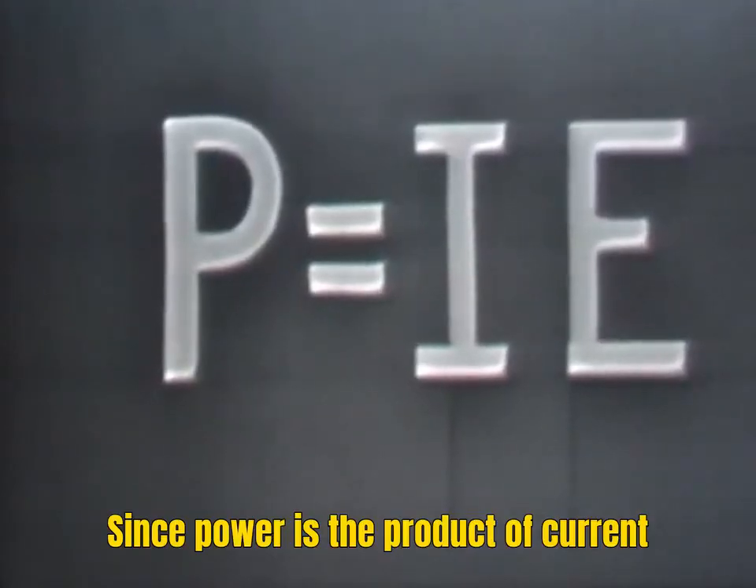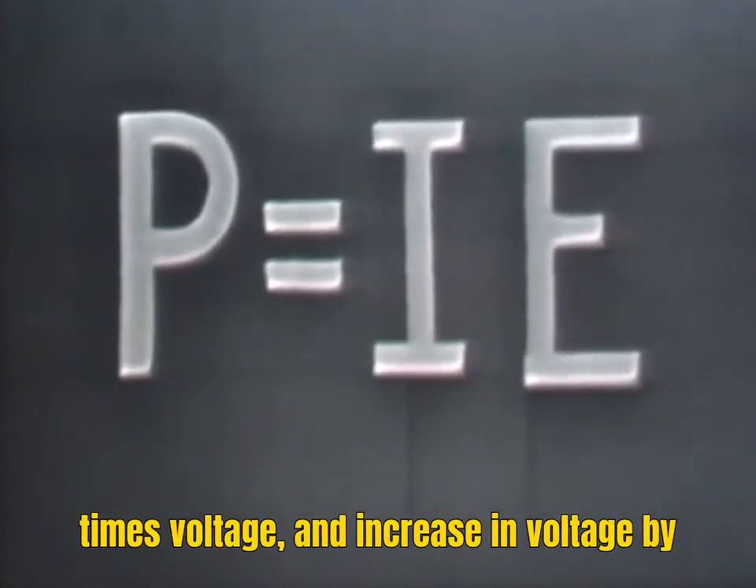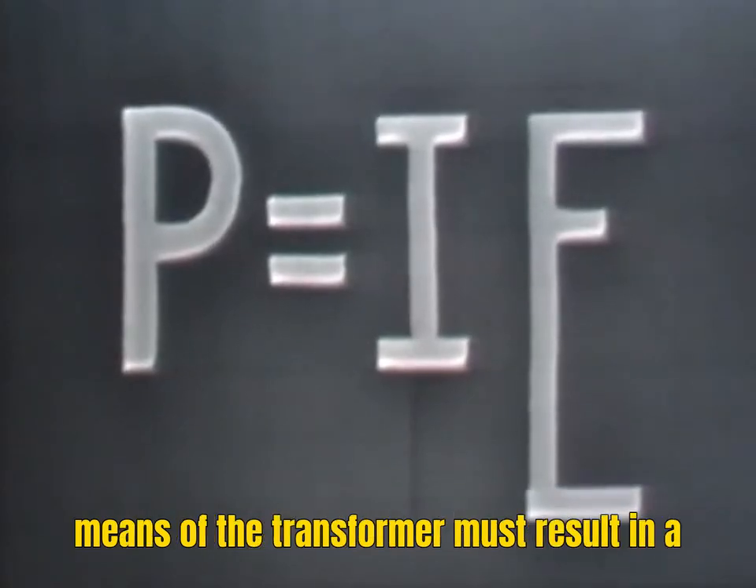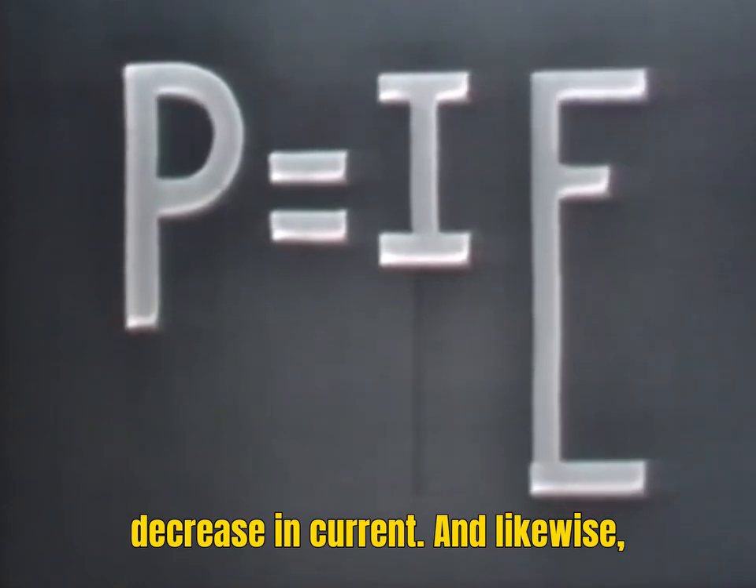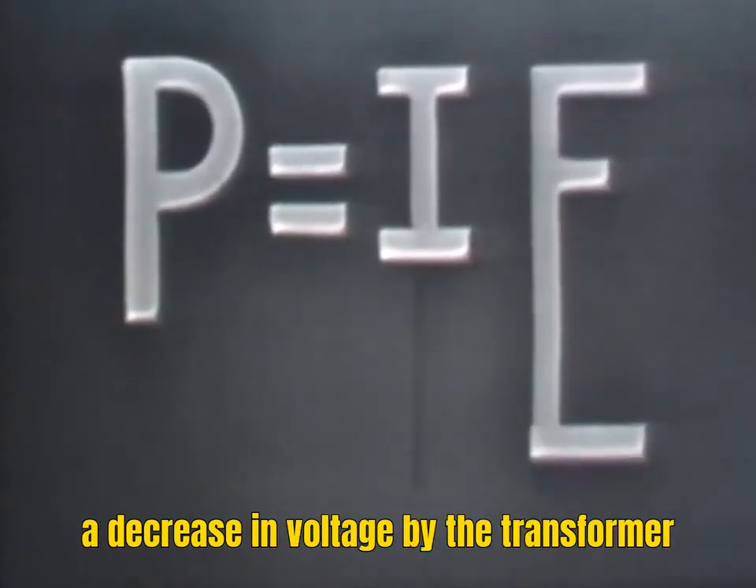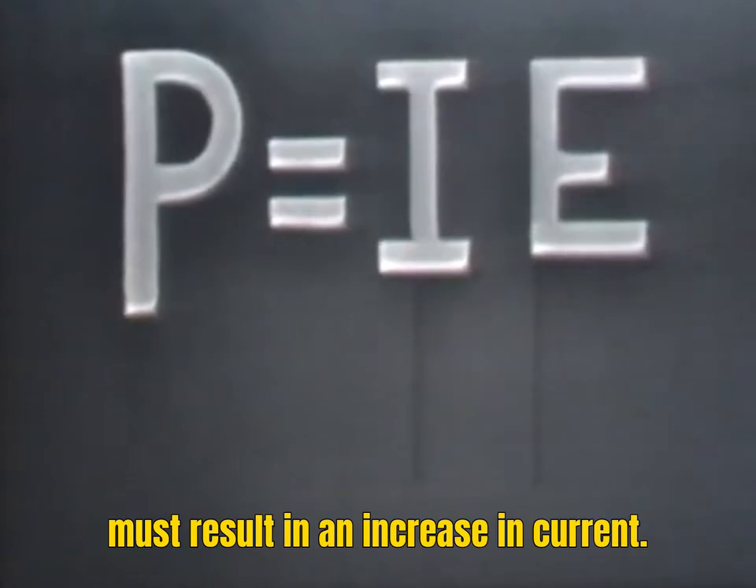Since power is the product of current times voltage, an increase in voltage by means of the transformer must result in a decrease in current. And likewise, a decrease in voltage by the transformer must result in an increase in current.